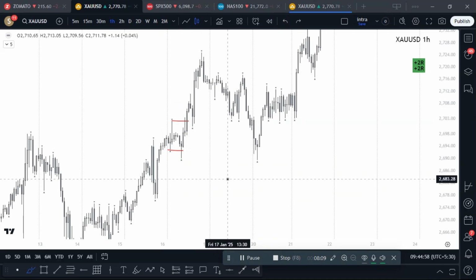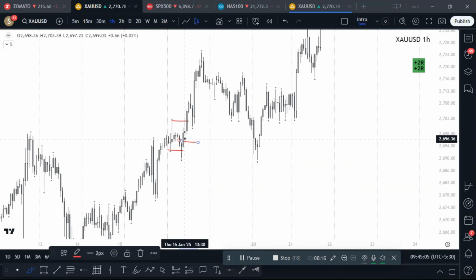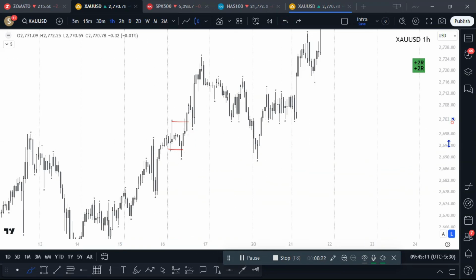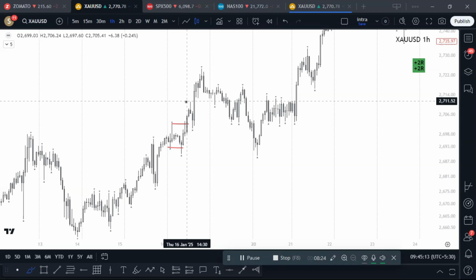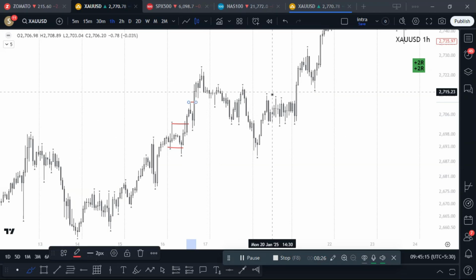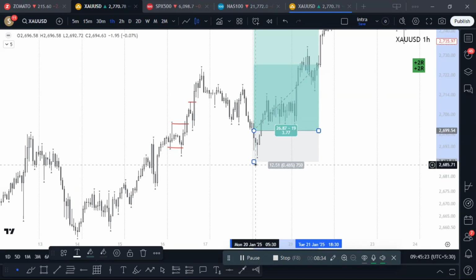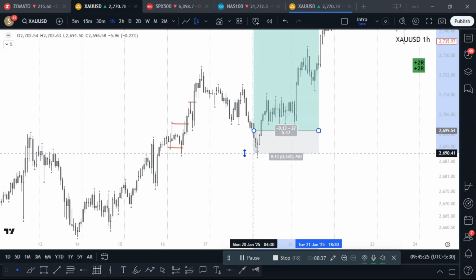Why? Because it indicates that institutions are active, that smart money is active, that market makers are active, because only market makers can make this type of aggressive move. Alright, so here we have displacement, second break, which we know is fake. So we will set our entry where? Below this level. Here we set, this is our SL.